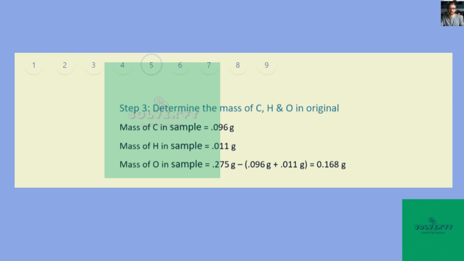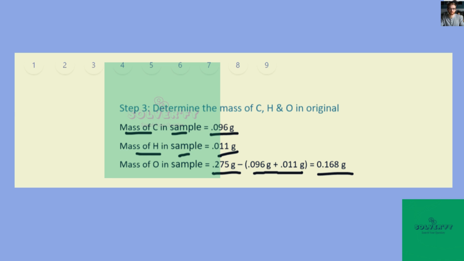And from here, we can write down that the mass of carbon in the sample is, as we have just calculated, the mass of carbon in CO2, and the mass of hydrogen in the sample is also the mass of hydrogen in H2O. And we are given the mass of the original sample, so we can just subtract the mass of carbon and hydrogen from the original sample mass to get the mass of oxygen.